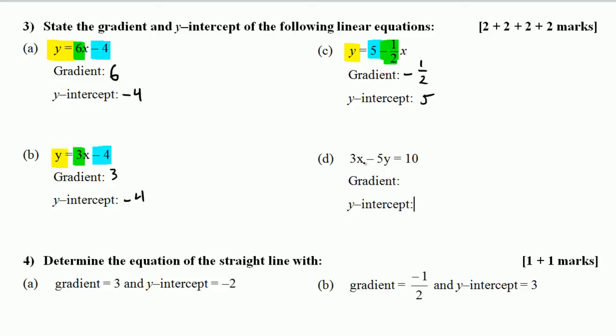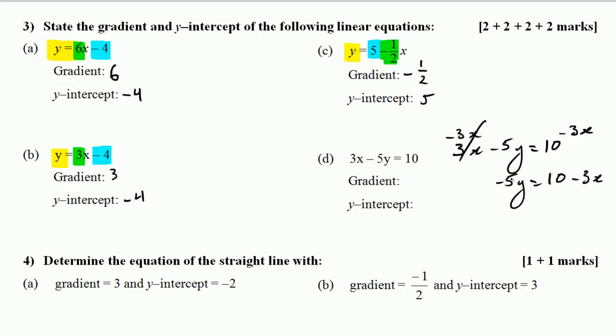Now, part D is a bit different. Note here the y is not on its own. So we're going to have to rearrange first before we can get it to look like this. So let's rearrange. First, we have to get rid of this 3x. Let me just rewrite it here so it's easier to see. So first we're going to get rid of the 3x because the 3x is being added to y. So in reverse BODMAS, that's the first that should go. So the opposite of 3x is minus 3x. And so we'll get minus 5y equals, that gets cancelled, 10 minus 3x.